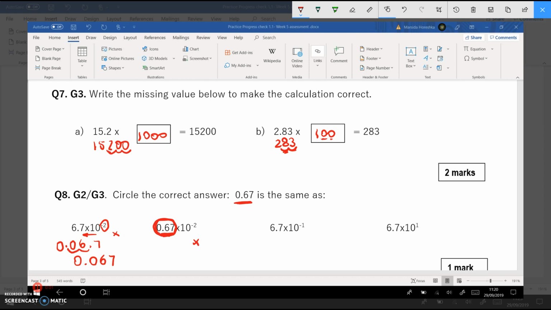Looking at the third one, we've got 6.7 times 10 to the power of minus 1. So 6.7, that's a good decimal in there. We're moving in the negative direction because of this sign, and it's one place. The power tells us that. So we go in one place. So that means we've got 0.67, and that matches what we have in the question. So this must be the correct one. Let's have a look at the last option. So we've got 6.7 times 10 to the power of 1.